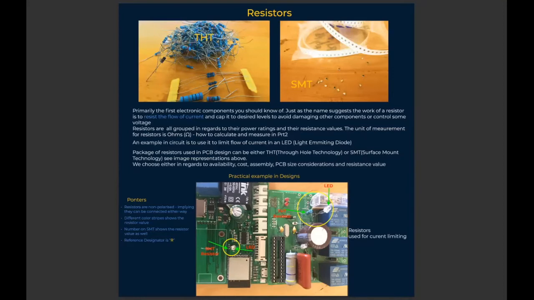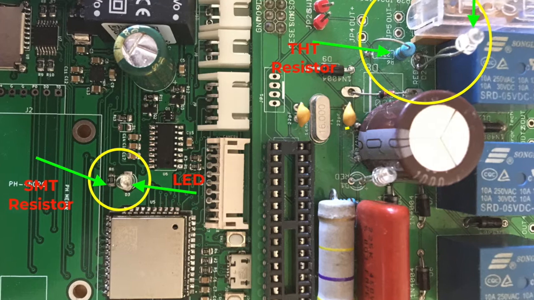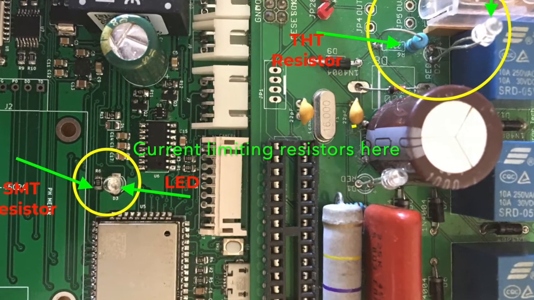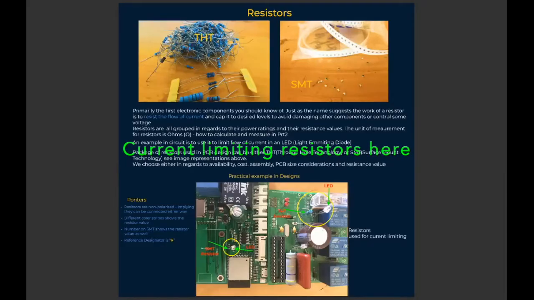An example in a circuit is that we may use it to limit the amount of current flowing through an LED, that's a light emitting diode, so that your LED does not burn out.